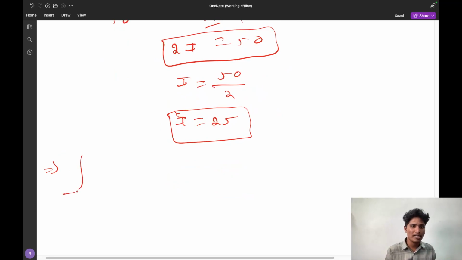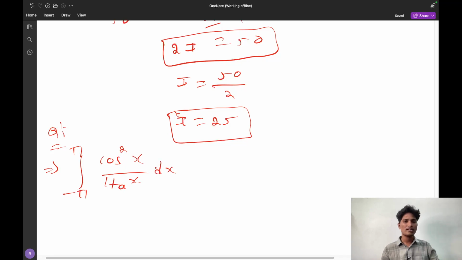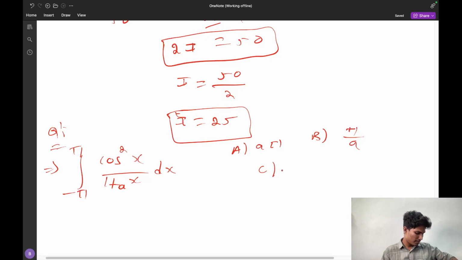And one more property, that is minus pi to pi. It is not a property, it is a question, which is a PYQ question: the integral from minus pi to pi of cos square x divided by 1 plus a power x dx. We have to solve this one, and the options are given as a) pi, b) pi by a, c) pi by 2, and d) 2 pi. We have to solve this question.